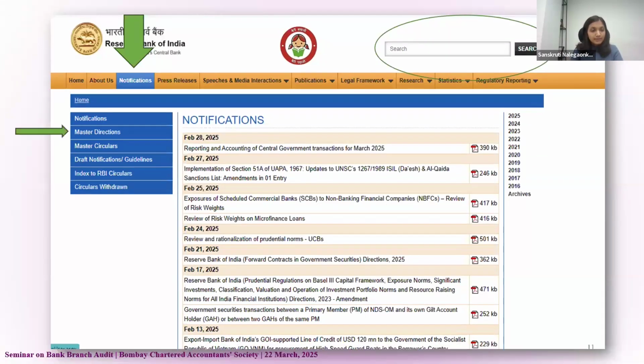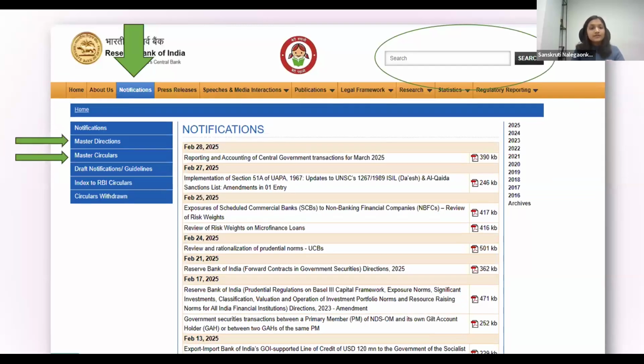Now, on the left-hand menu, you can see the master directions and master circulars, which include comprehensive RBI guidelines on banking operations, compliance, and audit requirements. By using all these features, auditors can efficiently access up-to-date regulatory information. Proceeding further.